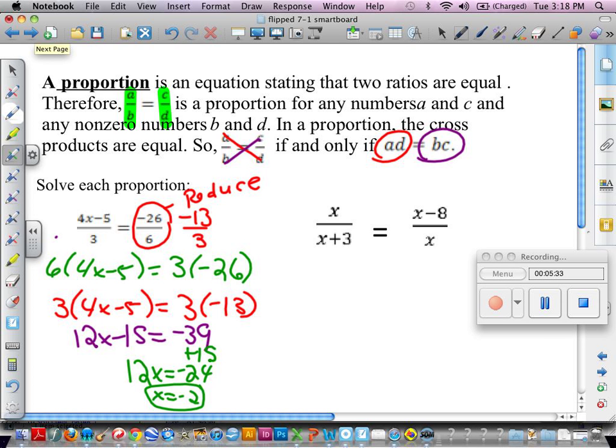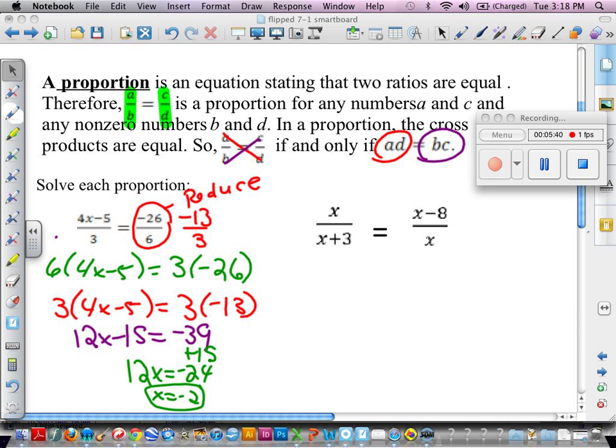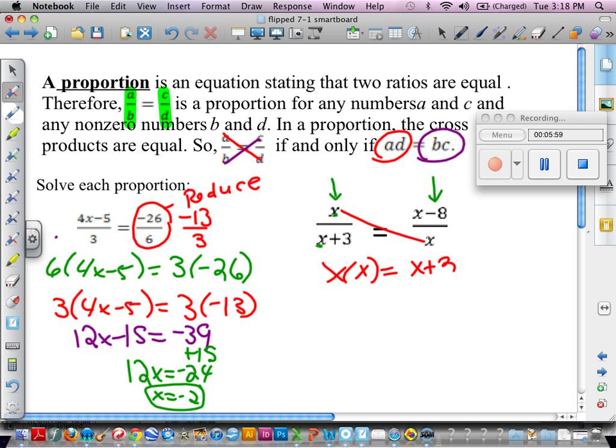Let's look at our second example. Right away you look at that and you think, oh boy, that looks like it's going to be a challenge. Can't reduce. No, this x does not cancel with that x. Can't reduce. So go ahead and cross multiply. X times x equals x plus 3 quantity times x minus 8 quantity.